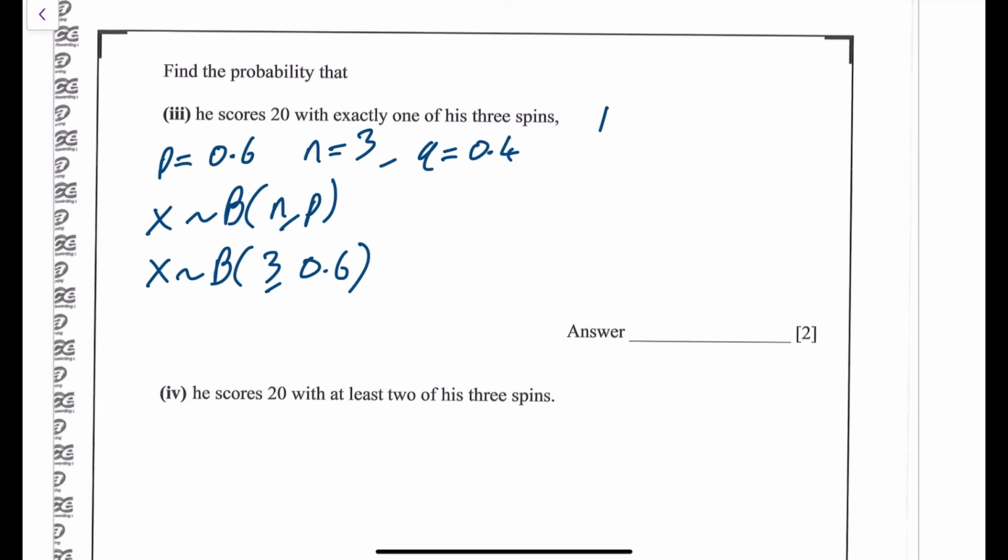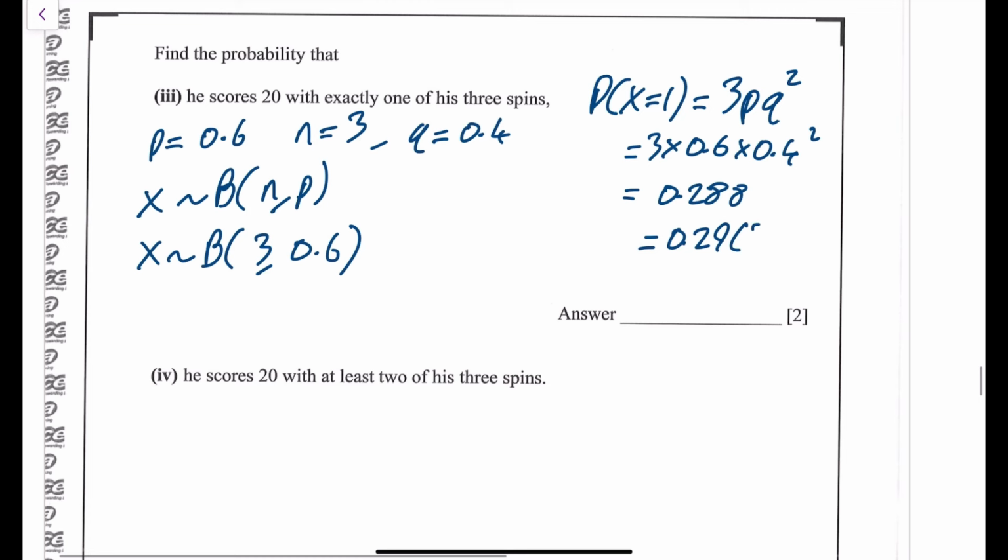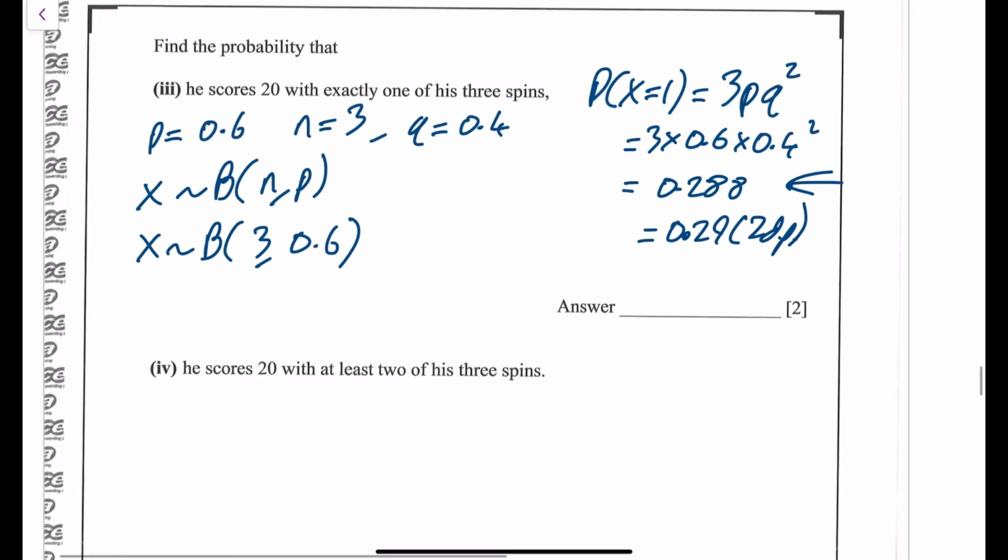It says here, find the probability he scored 20 with exactly 1. So you're looking for the probability X equals 1, which we know from what we did earlier on is 1 success means p to the power of 1, and 2 failures then is q to the power of 2. So that's 3 times 0.6 times 0.4 squared, which is 0.288. To 2 decimal places, that is 0.29. I really hope they wouldn't take a mark off you if you don't do that, because it works out as exactly 0.288 to 3 dp's. But just to be sure, as long as you've got 0.288 and then 0.29, you're definitely going to get the marks.